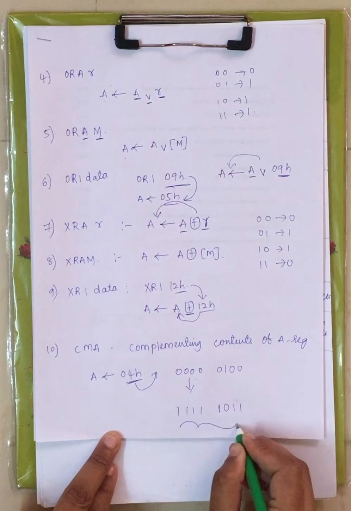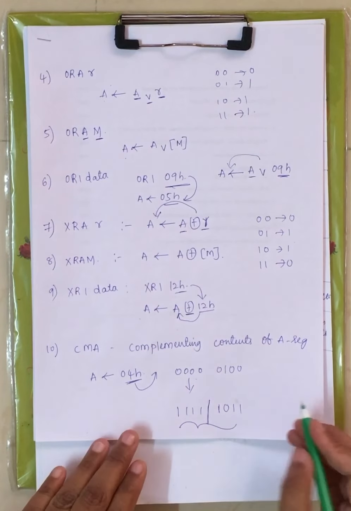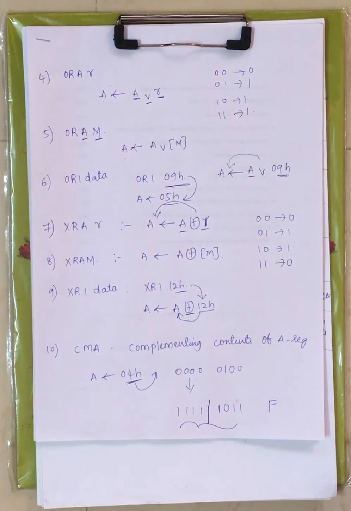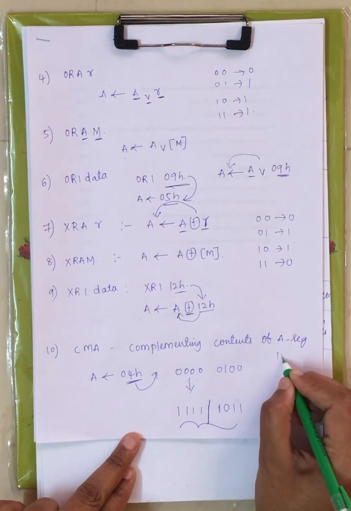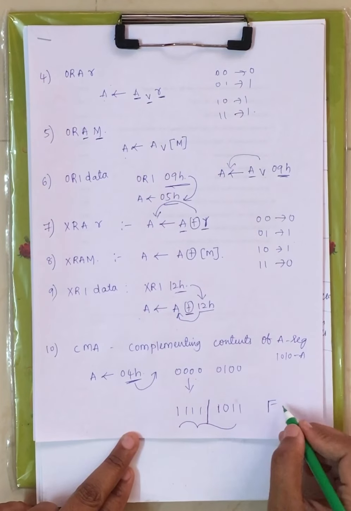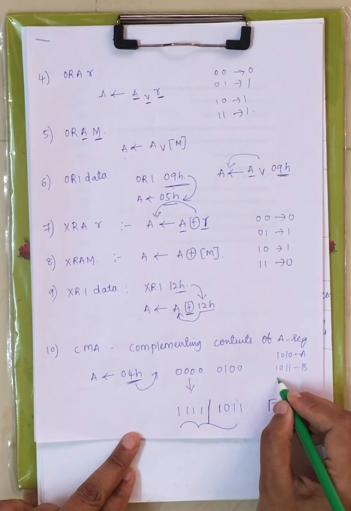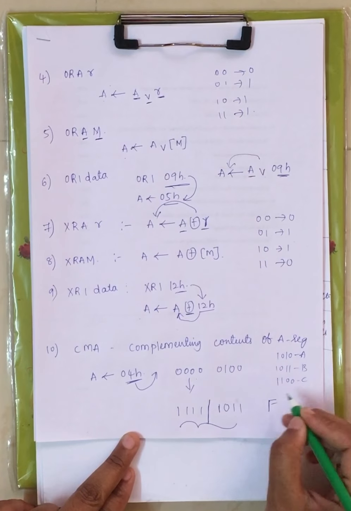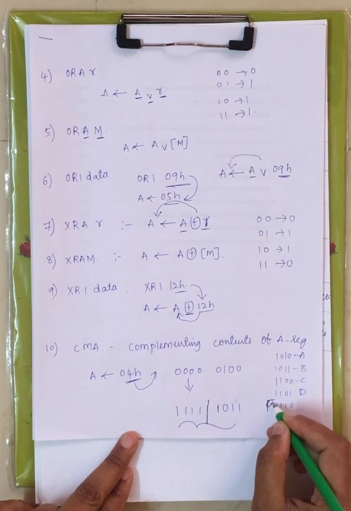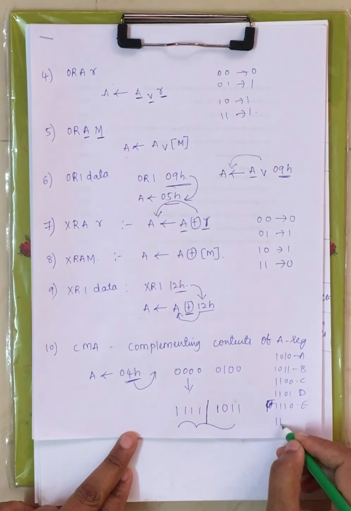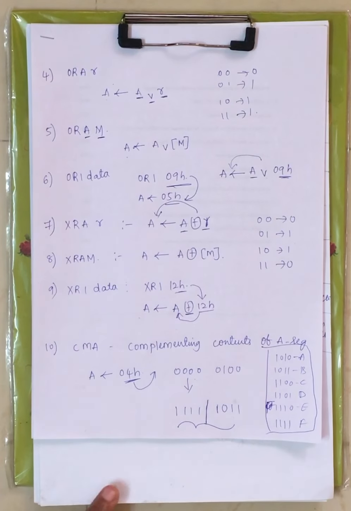Now convert this into hexadecimal form, right? When all are ones, it is F. For 1 0 1 0 it is A, and for 1 0 1 1 it is B, right? Similarly for 1 1 0 0 it is C, for 1 1 0 1 it is D, and for 1 1 1 0 it is E, right? All ones, it is F. You might have seen this number format in hexadecimal, right?